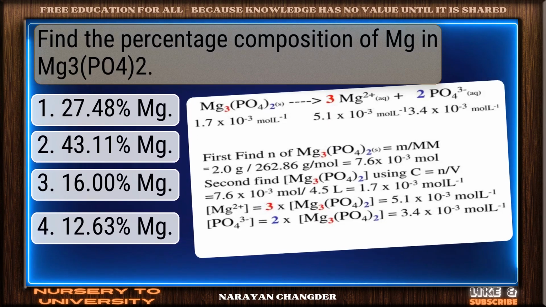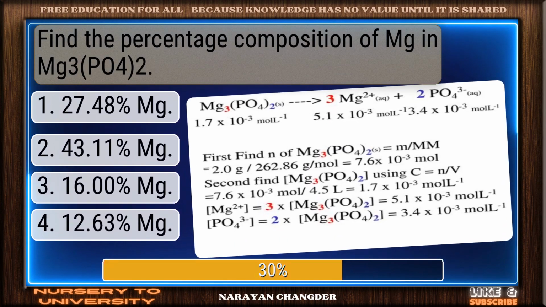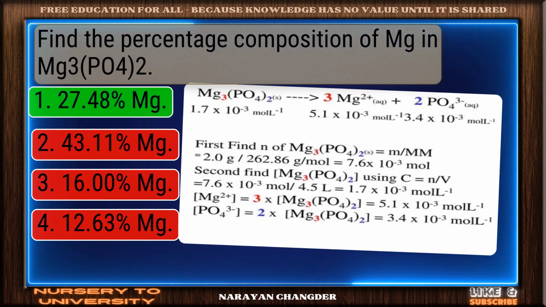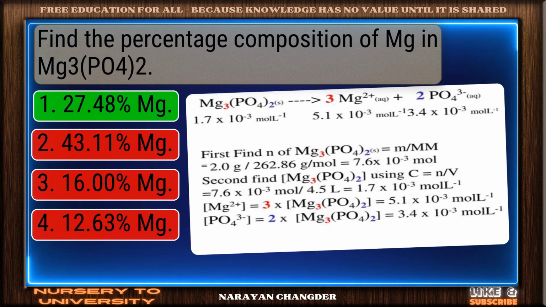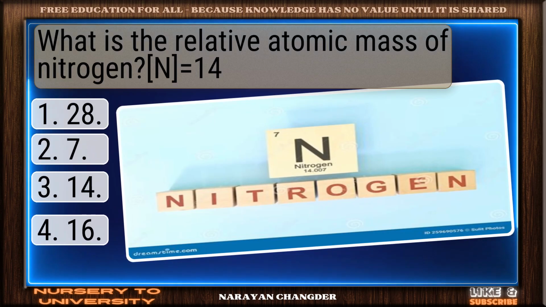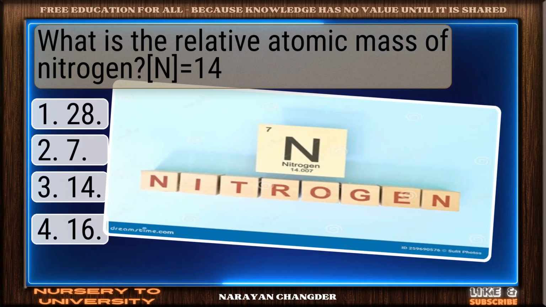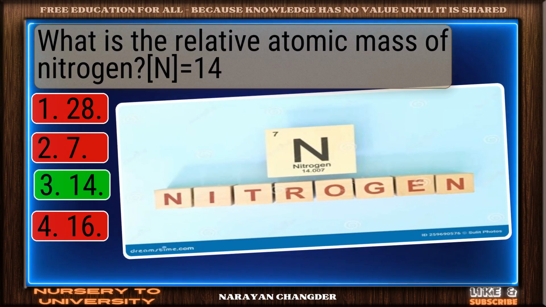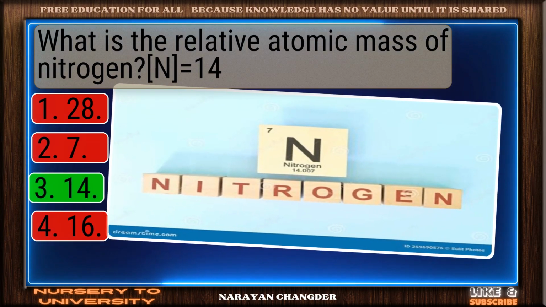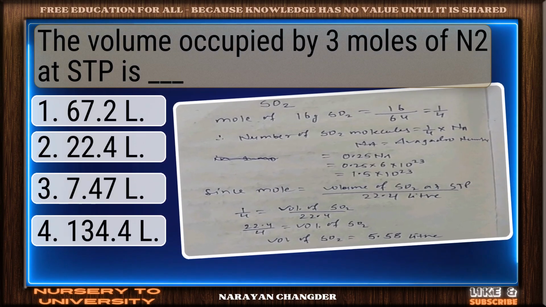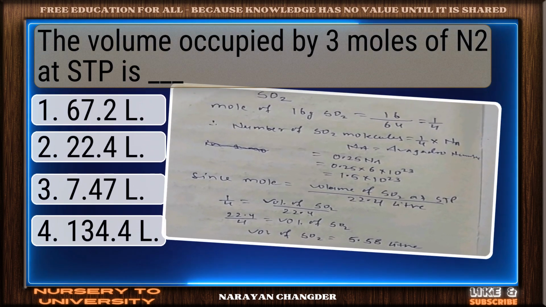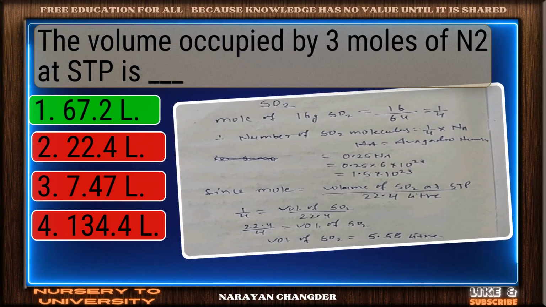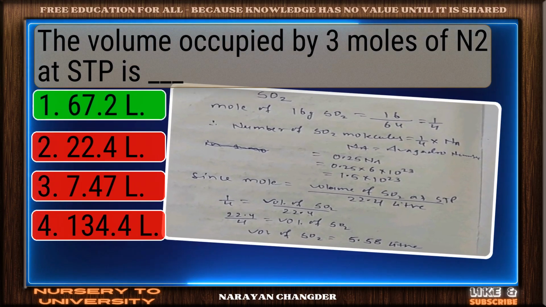Find the percentage composition of Mg in Mg3N2. Sharp thinking. 27.48% Mg is the right choice. What is the relative atomic mass of nitrogen? Equal to 14. Well reasoned. 14 is the correct choice. The volume occupied by 3 moles of N2 at STP is dash. Excellent. 67.2 L is a brilliant choice.